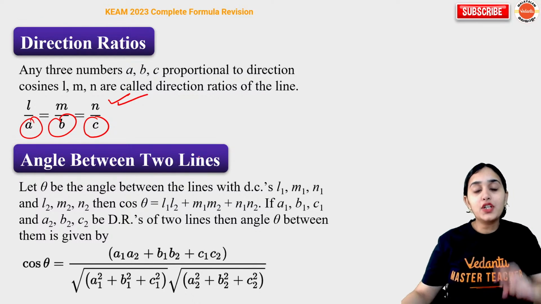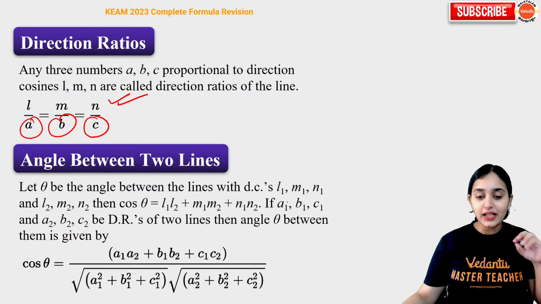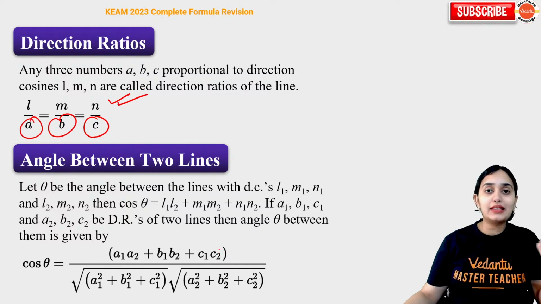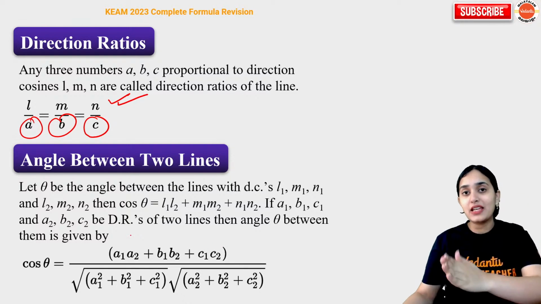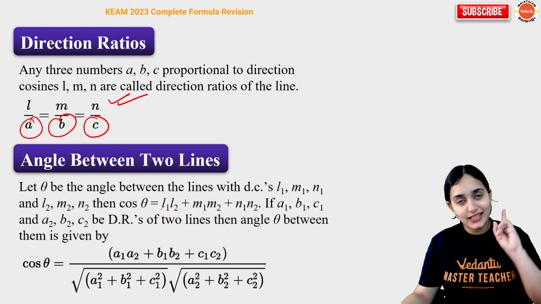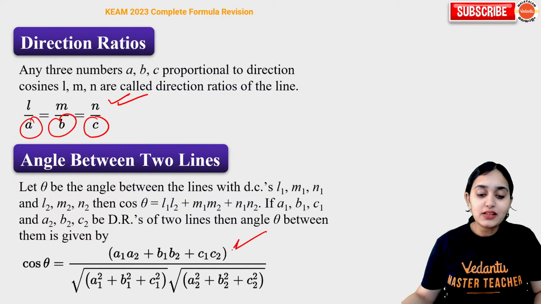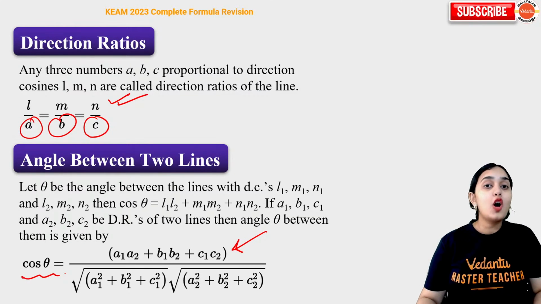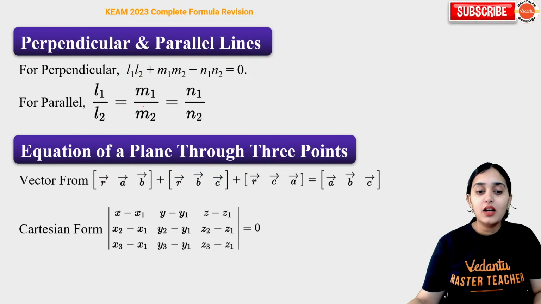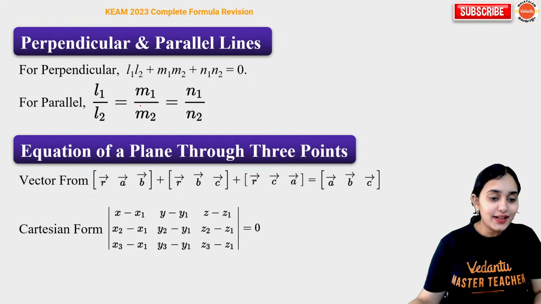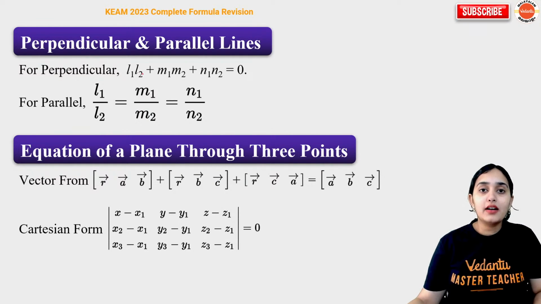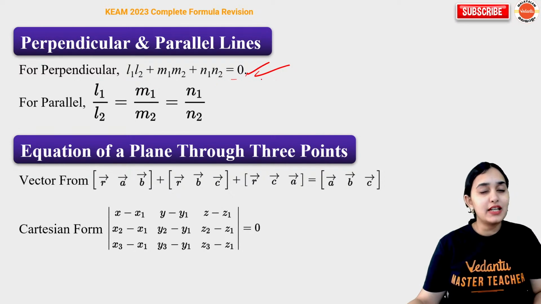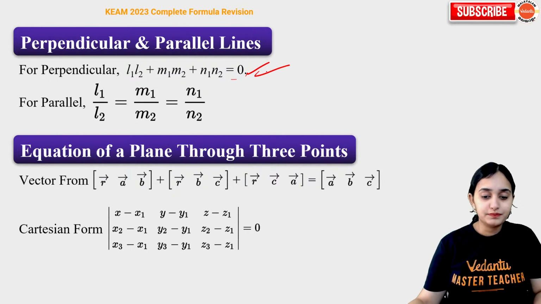Next, if you have two lines having the direction ratios A1, B1, C1, A2, B2, C2, then you can use this formula to find the angle between them, which will be equal to cos theta. Now, if your lines are perpendicular, then L1 L2 plus M1 M2 plus N1 N2 will be 0.